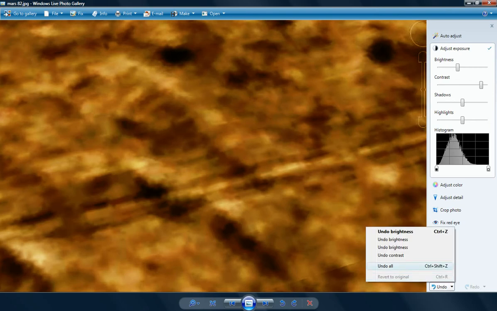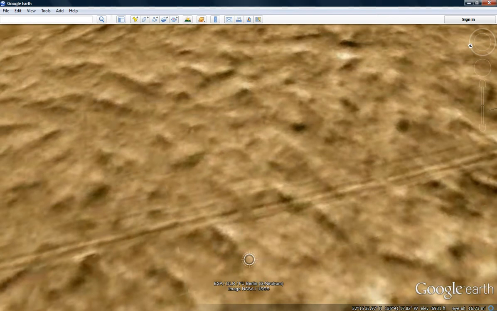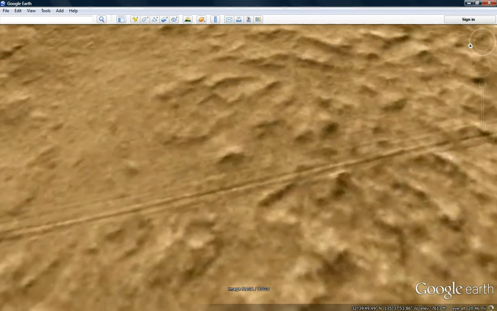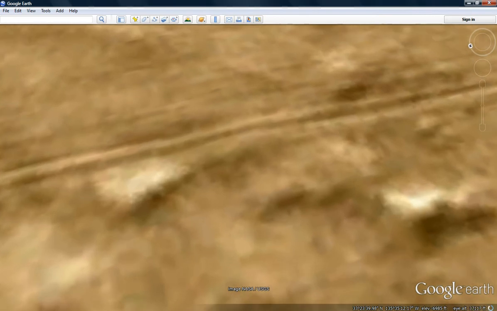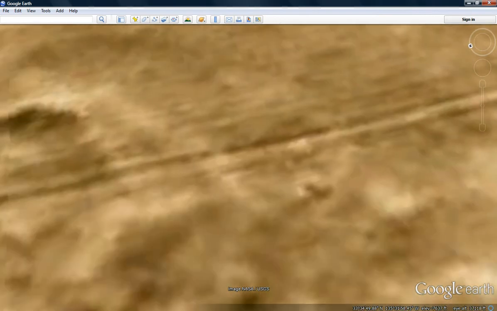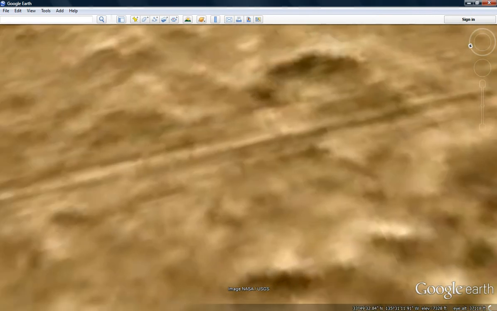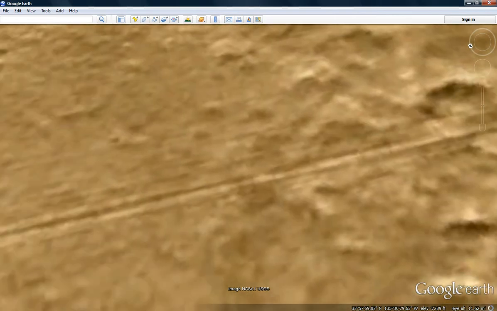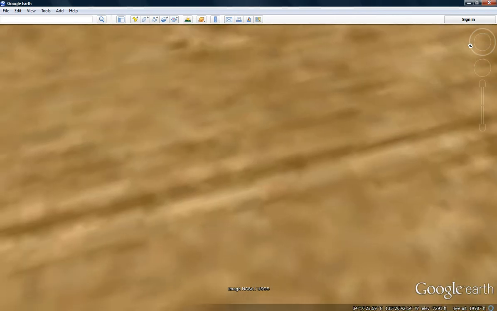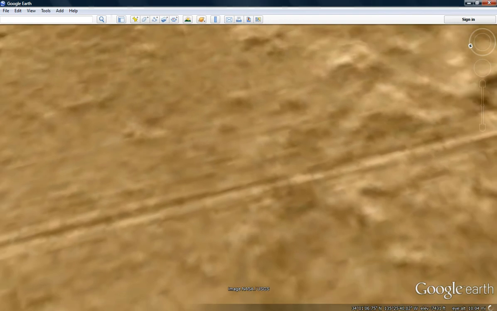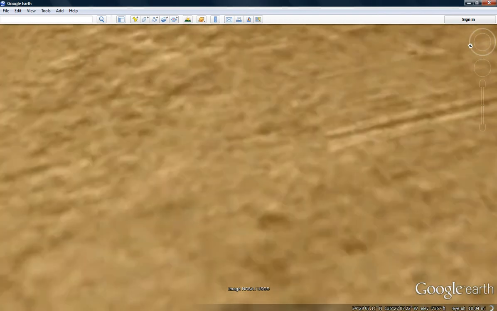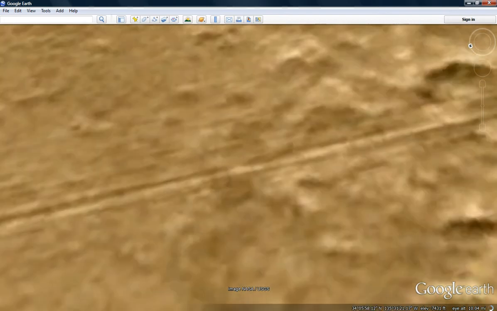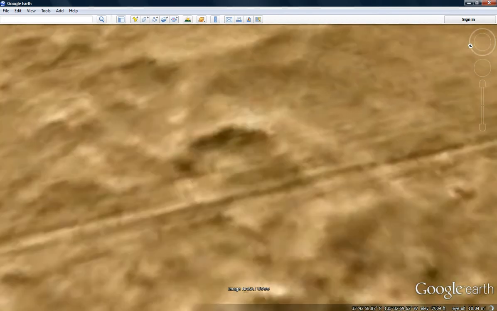All right, back to Google Earth. And the tracks just keep going on and on. Tracks or the pipes or whatever they are. I'm wondering if maybe this is a pipeline, analogous perhaps to the Alaska pipeline or whatnot.